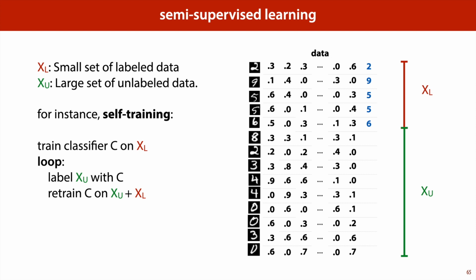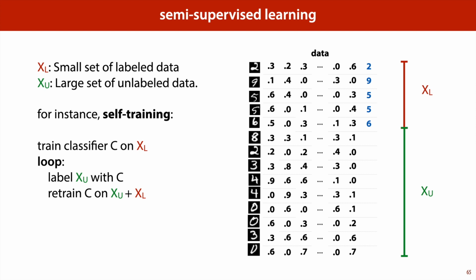So if we have a small set of labeled data, and we can append to that a large set of unlabeled data in such a way that it makes the classifier more effective, that's usually a very cheap way to boost our performance. To give you one example of how this might be done, we can look at self-training, which is probably the simplest instance of semi-supervised learning.